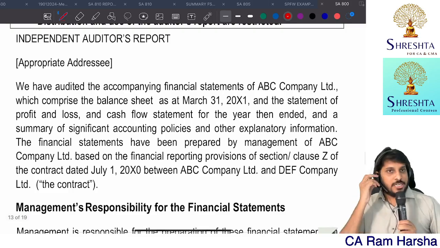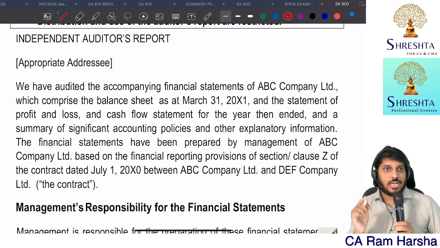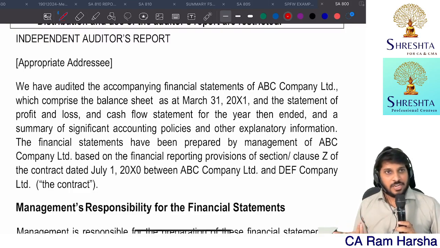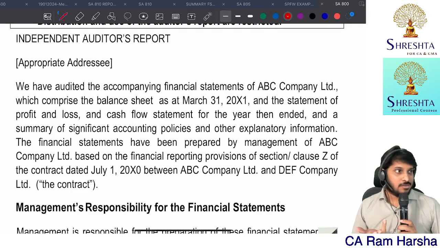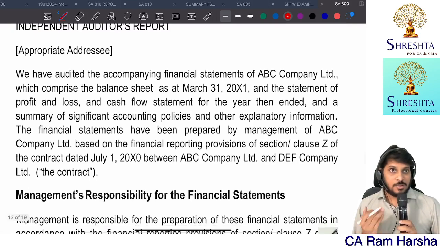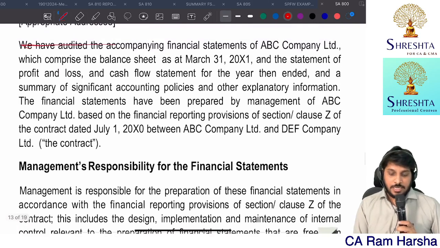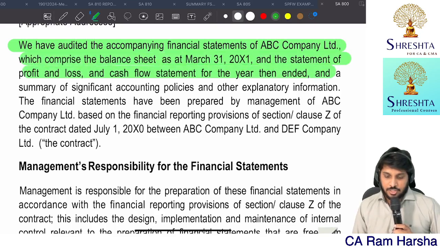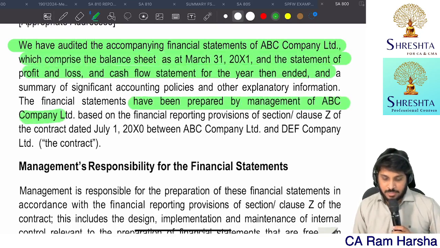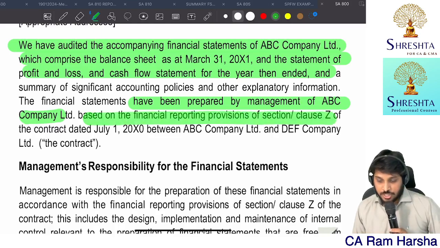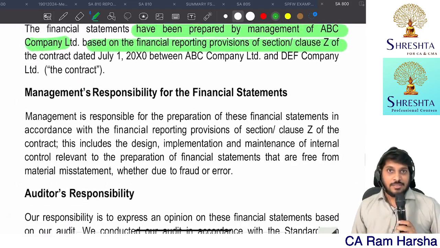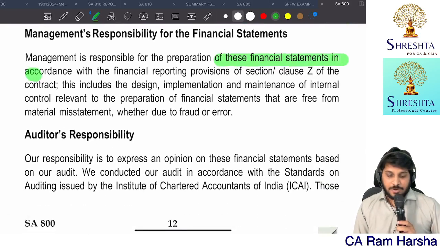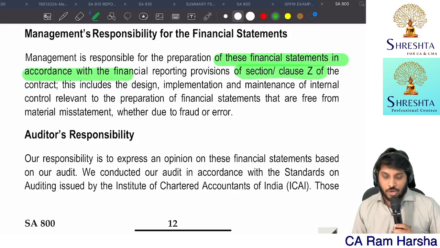So independent auditors report, the heading is similar to general purpose financials. You need not mention independent auditors report on special purpose financials, because this is already a private document. Getting it? This is not a public document. We have audited the financial statements of ABC Limited balance sheet, which are prepared by management of ABC based on financial reporting provisions of contract. You see, they didn't say GAAP. Getting it? Management is responsible for preparation of these financials in accordance with so and so clause.